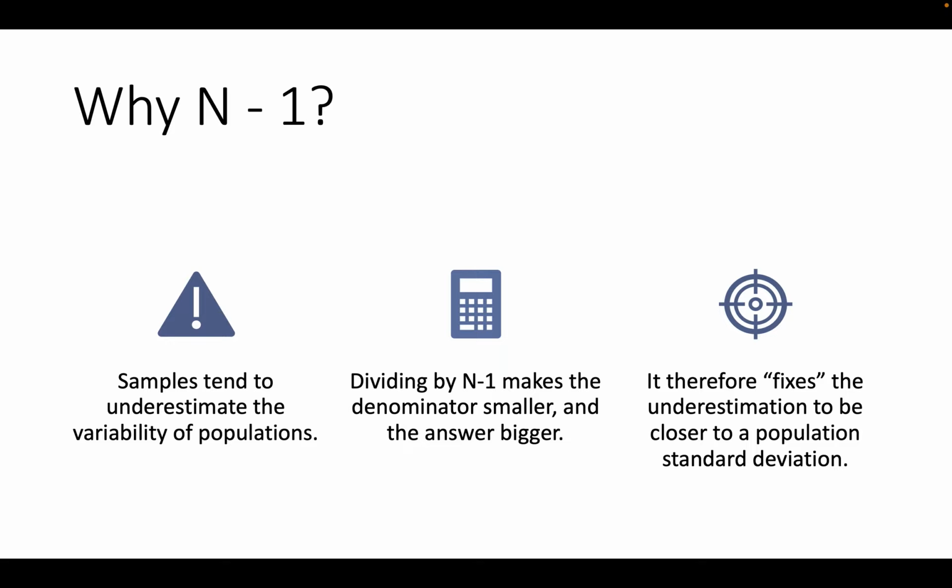Now, before we get into working the formula, let's talk about why we use n minus 1. Samples tend to underestimate how variable the population is, right? We talked about that. The population has more variability than our sample. N minus 1 allows us to account for this by making our denominator smaller and our variability score larger. It kind of helps us fix the underestimation of the sample.